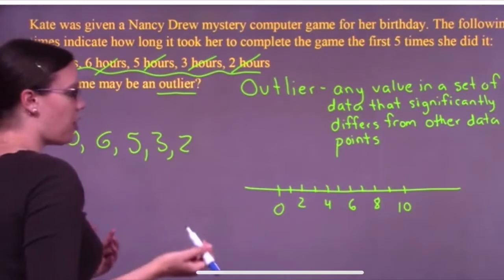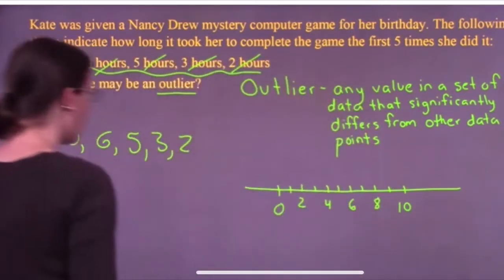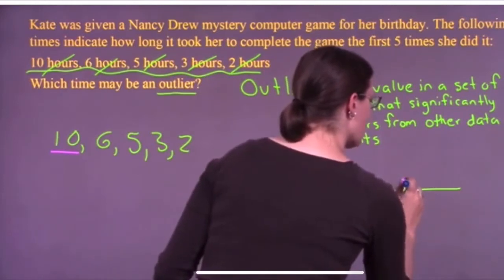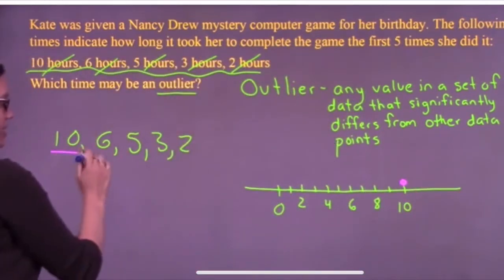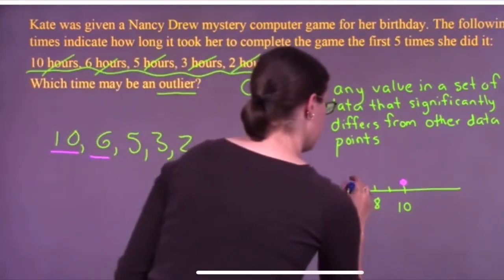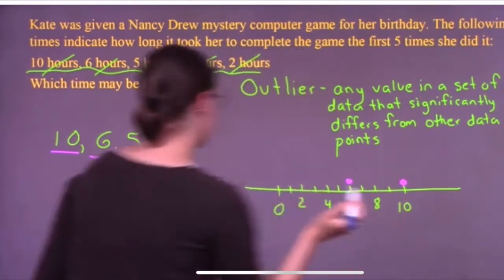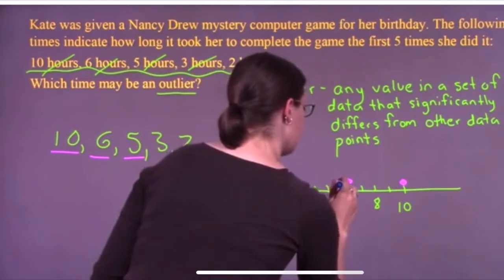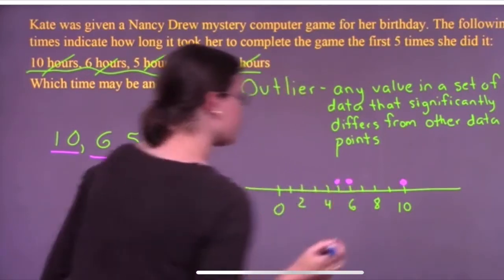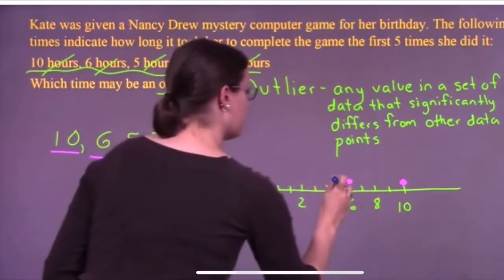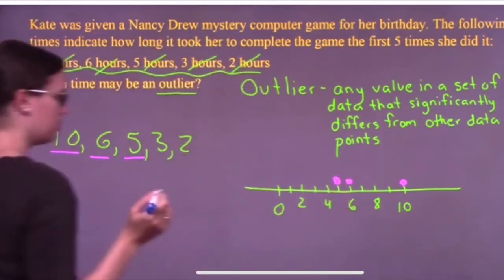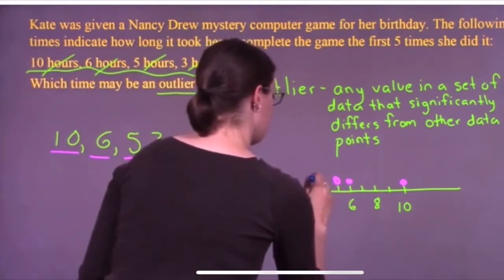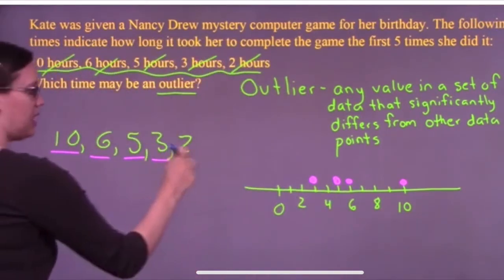Now let's plot our points. As I plot them, I'm going to underline them. So we have a 10, and I'm just going to do a dot for each point. Our next is a 6. Our next is a 5. That's right in the middle there between the 4 and the 6. The next is a 3, and the next is a 2.